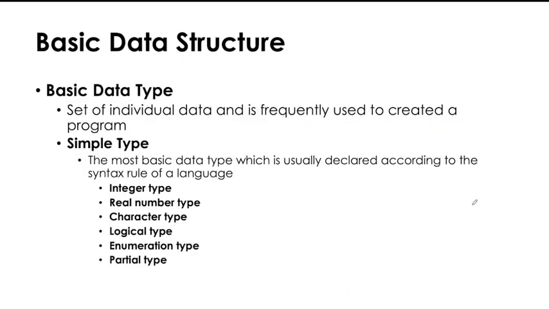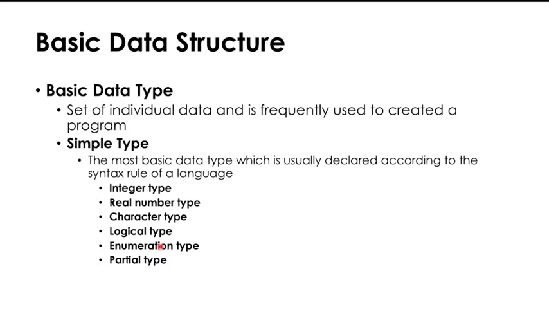So next, we have the basic data structure. You have the basic data type. These are a set of individual data and is frequently used to create a program. We have the simple type. As I've said, these are the most basic data, which is usually declared according to the syntax or rule of a language. We have the integer, real number, character type, logical type, enumeration type, and partial type.